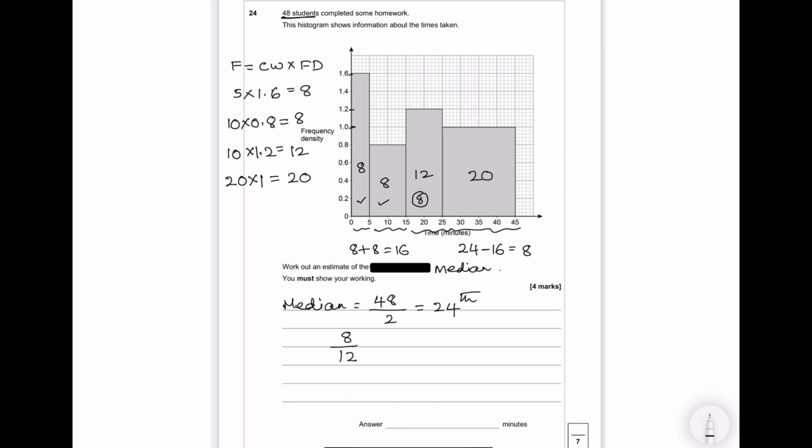8 out of 12 times the class width for that bar, which is 10. So that is 80 divided by 12, which is 6.66 recurring.